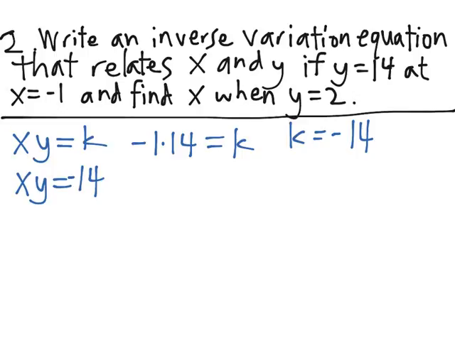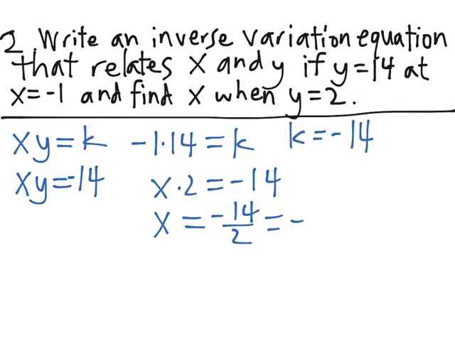Next, we want to find out what x is when y equals 2. So let's plug y into this equation. x times 2 equals minus 14. So we can solve this by dividing both sides by 2. The 2 on the left side will cancel, and we're left with x equals minus 14 over 2, which is equal to minus 7.